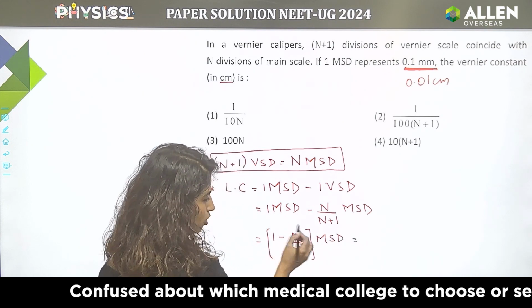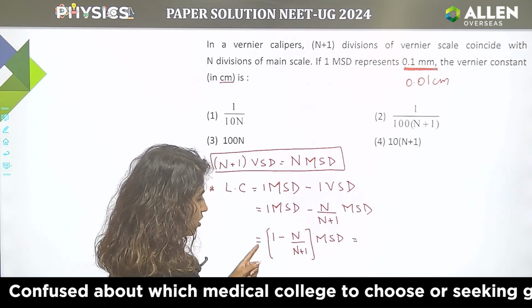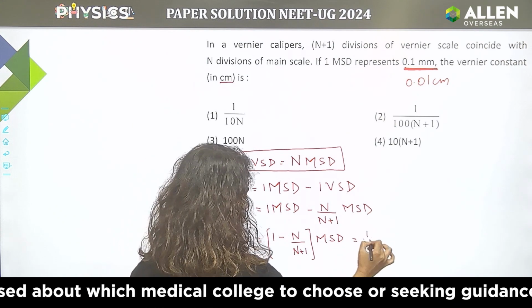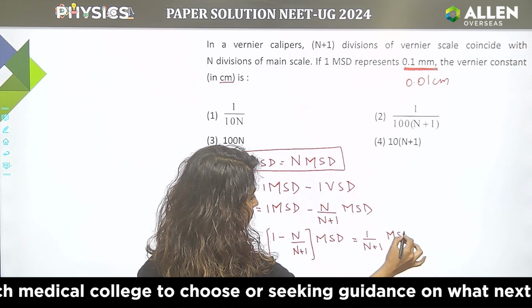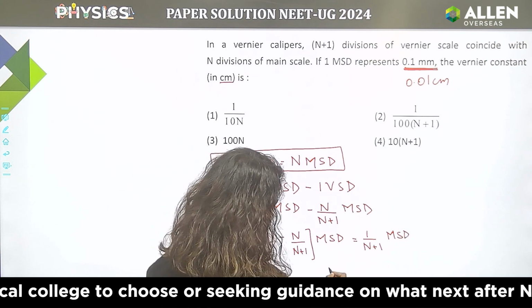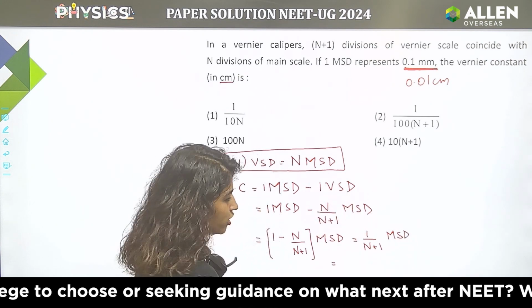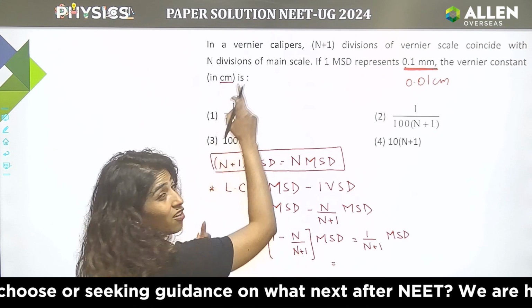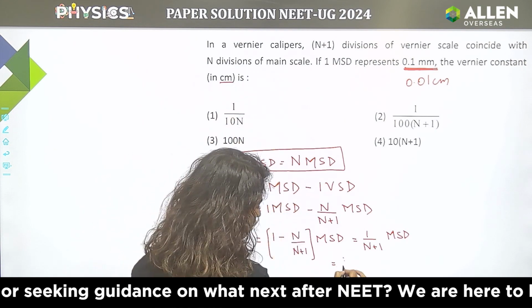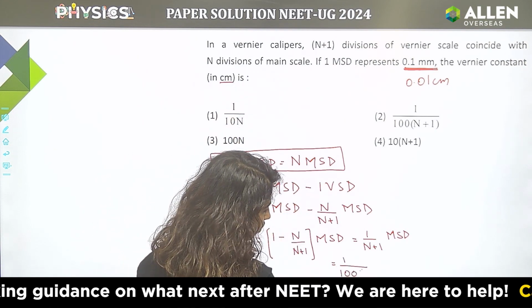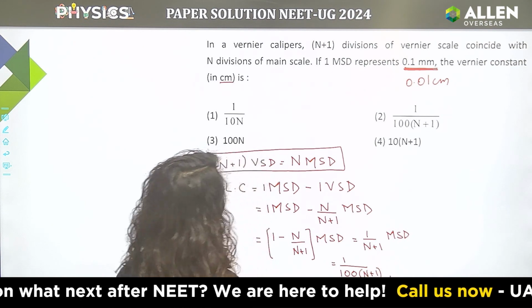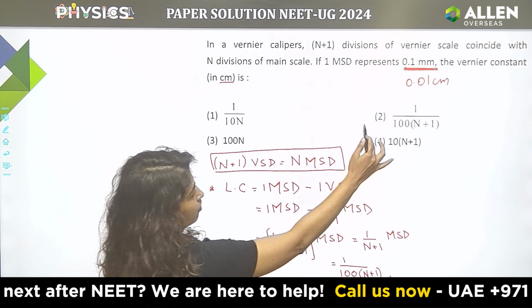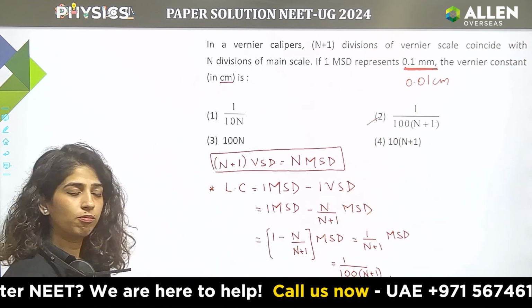So N plus 1 minus N. N plus 1 minus N, 1 upon N plus 1 MSD. Okay, substituting MSD 0.01, can I write it as 1 upon 100 because that's what I can see in my options. So 1 upon 100 N plus 1. That's my answer for this question. I hope it makes sense.